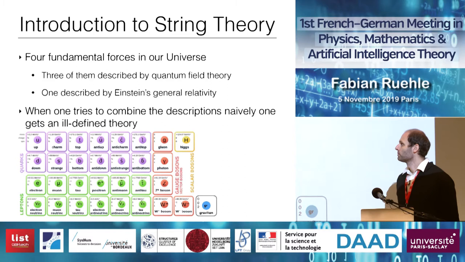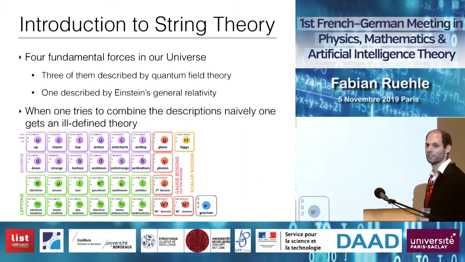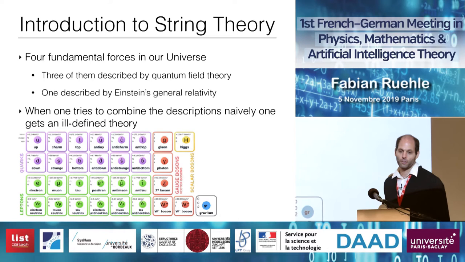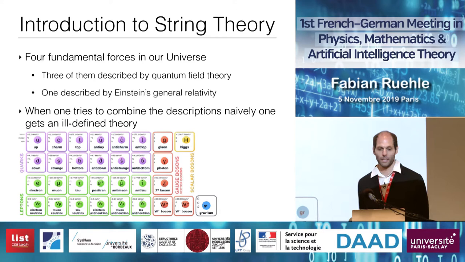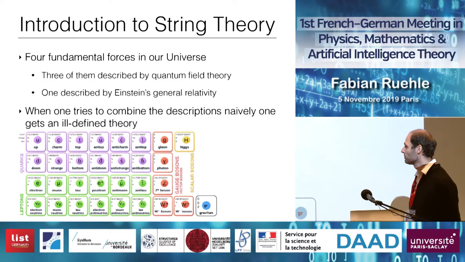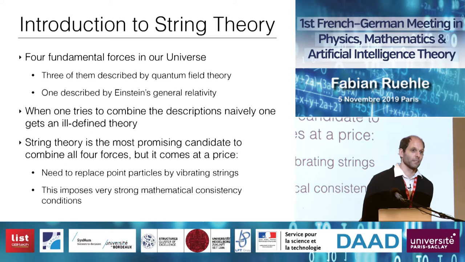So you say, okay, I have this table, there's a problem, I just put a new particle here. I call it a graviton. We know it has to have spin 2, it has to be uncharged, so I just put it here. Problem is, if you do this in a naive way, you just get a bunch of BS. So you need to do it in a clever way instead. And string theory is probably the most promising candidate to do this.